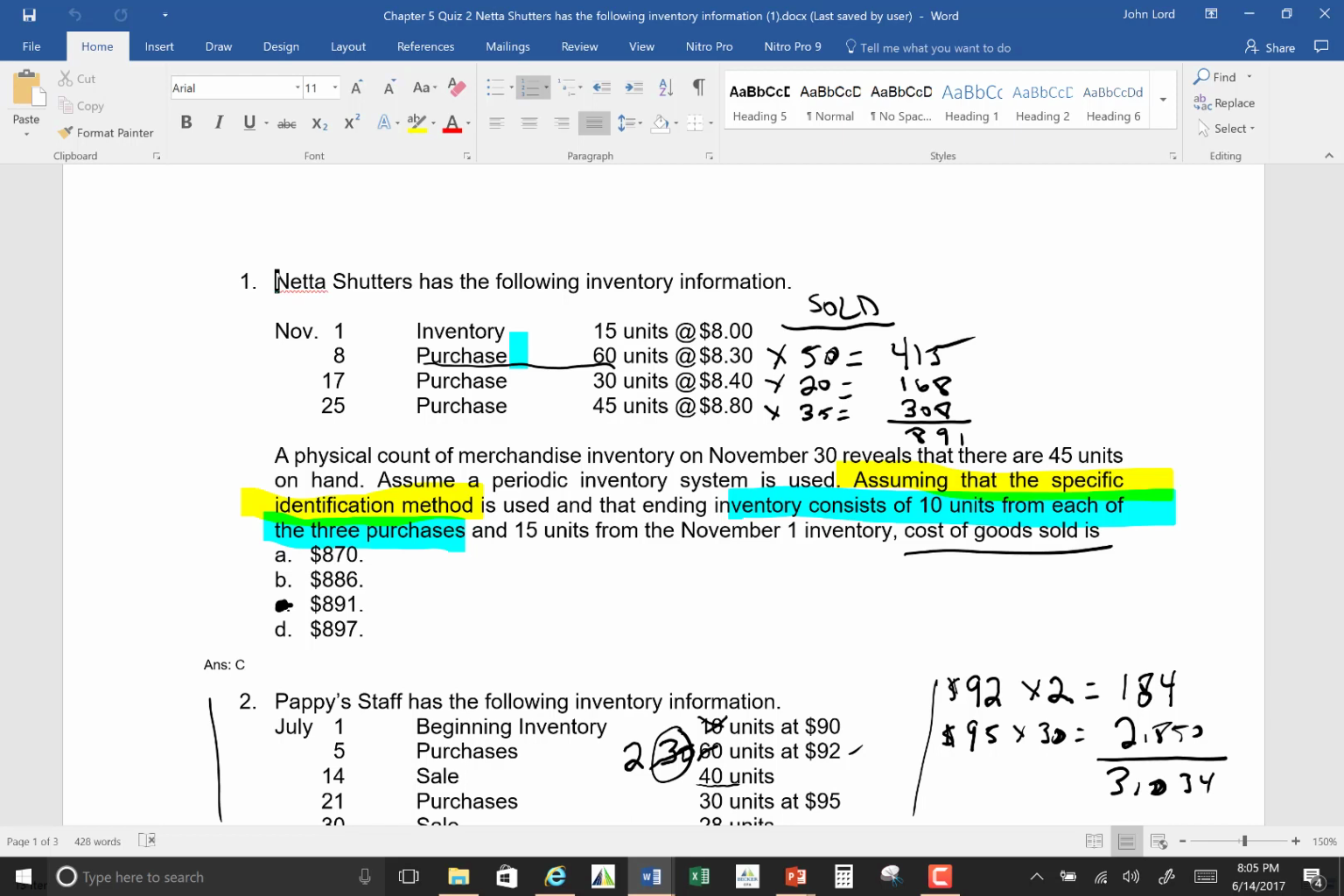Okay. Now, you look at that and you're like, okay, so what accounting is this? That's reading comprehension, isn't it? That's more of a reading comprehension question than anything.